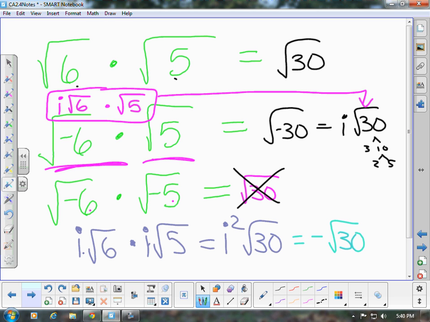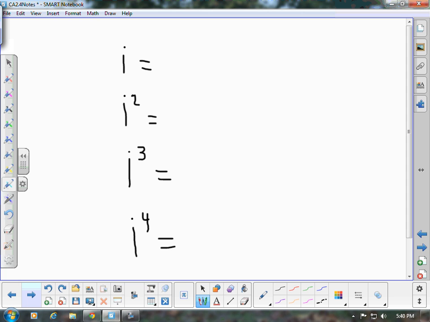Last thing for today. Dealing with the different forms of i and with each power of i. So we know that i to the first power is like the square root of a negative 1. If you take and square that, that's the square root of a negative 1 times the square root of a negative 1, which is just going to be negative 1.